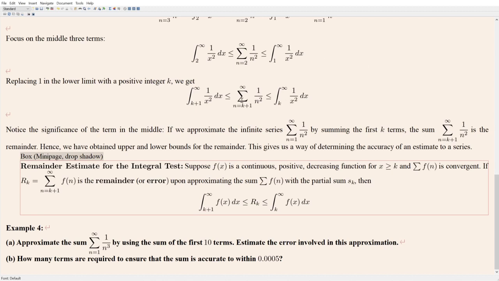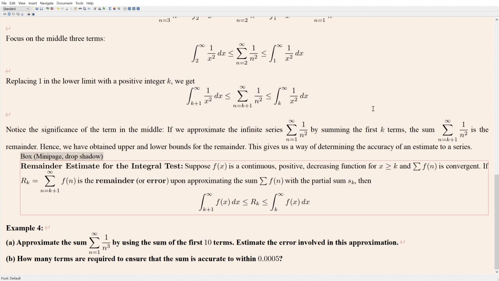Now, notice the significance of this term in the middle here. Suppose that we wanted to approximate the infinite series by just adding up the first k terms, right? I mean, of course, we can just keep on adding terms forever, and we'll get a better and better approximation to the infinite sum. So let's say that we just added up the first k terms and then called it a day. It's a reasonable question to ask, how good of an approximation to the real sum is that going to be?